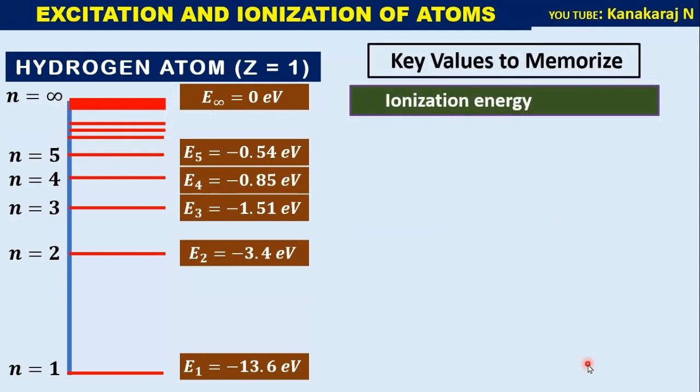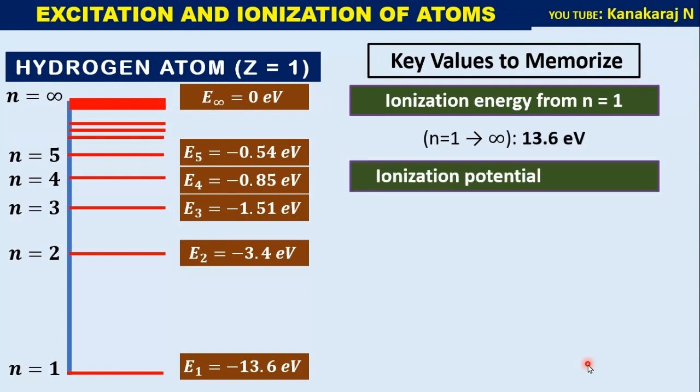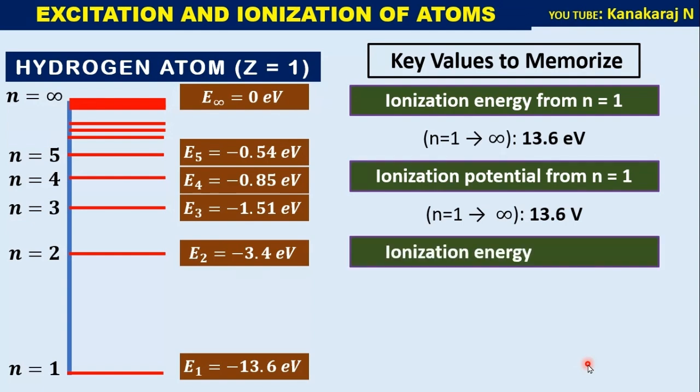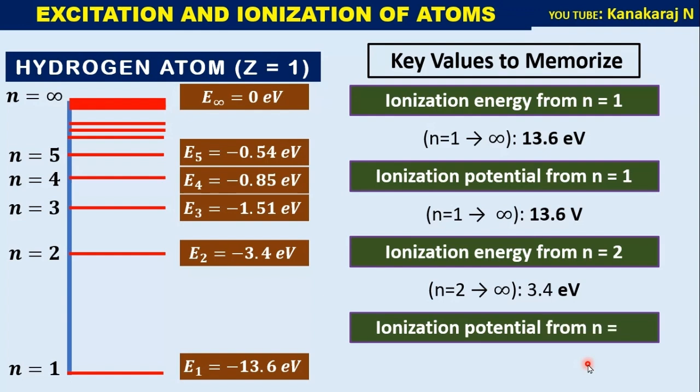Similarly, let us go for ionization energy from n equal to 1. So, n equals 1 to n equals infinity, the value is 13.6 electron volt. Ionization potential from n equals 1 to n equals infinity, the value is 13.6 volt. The values are the same, the units are different. Ionization energy from n equals 2 to n equals infinity, the value is 3.4 electron volt. Ionization potential from the second orbit is 3.4 volt.